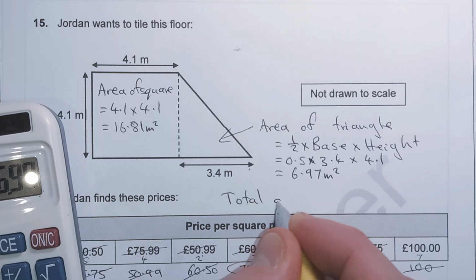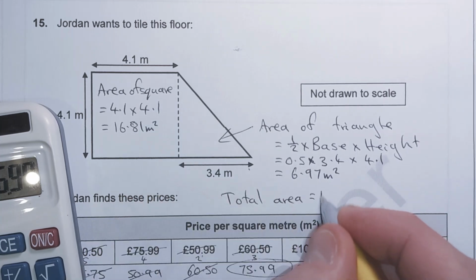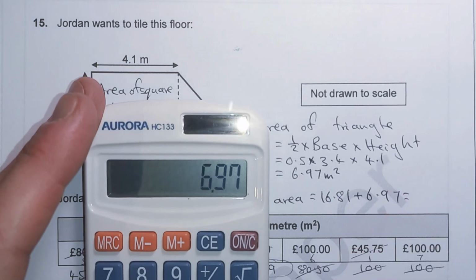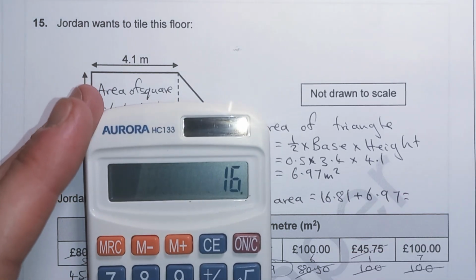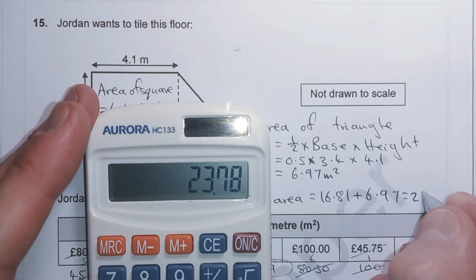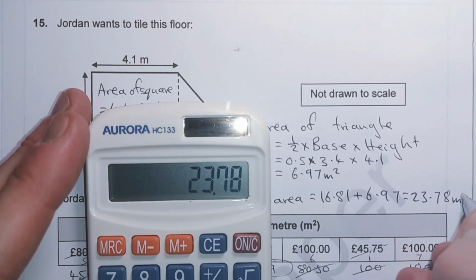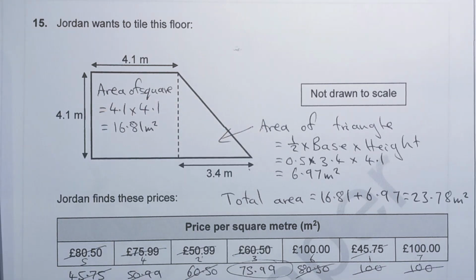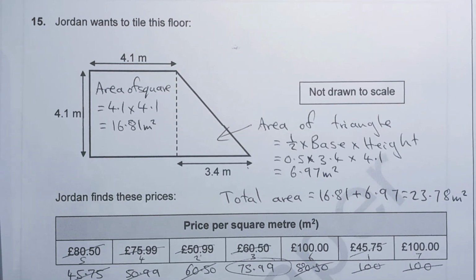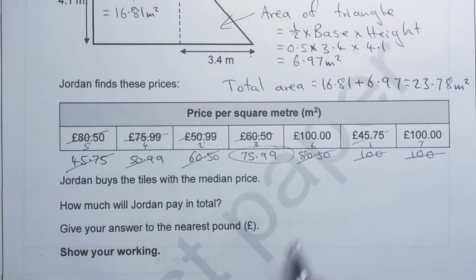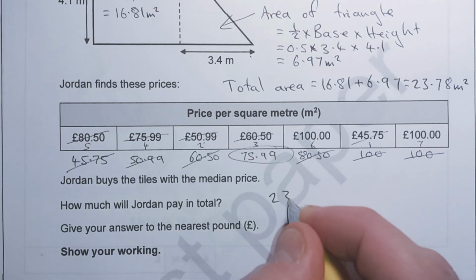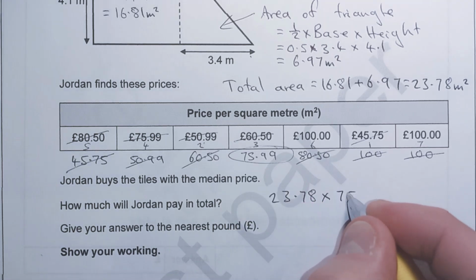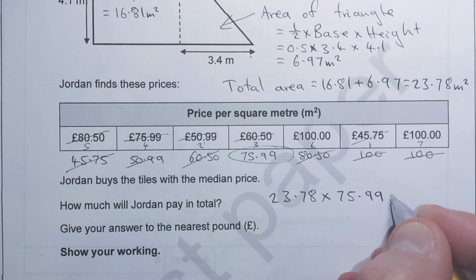So our total area is 16.81 plus 6.97. We'll add them the other way around because that's how we've got them on the calculator, which gives 23.78 metres squared. Okay, all we need to do with that now is multiply it by the price. So let's move this up a bit. So we've got 23.78 metres squared, and we're going to be paying £75.99 per square metre.